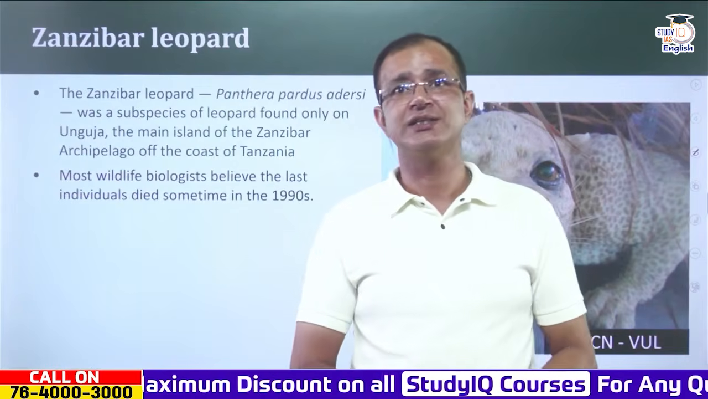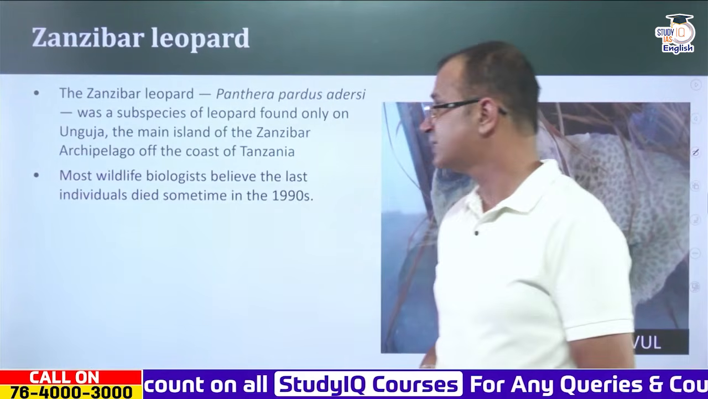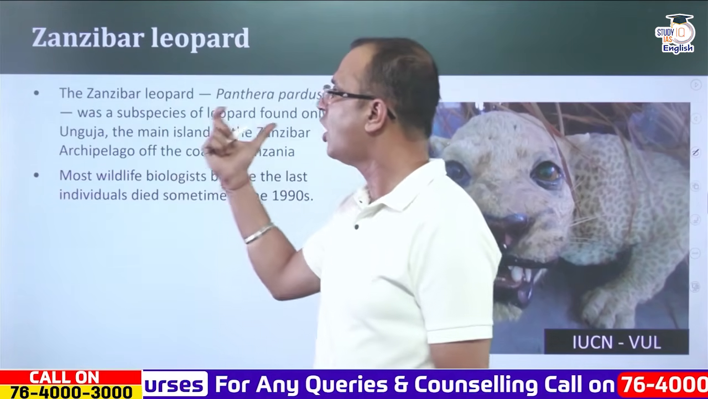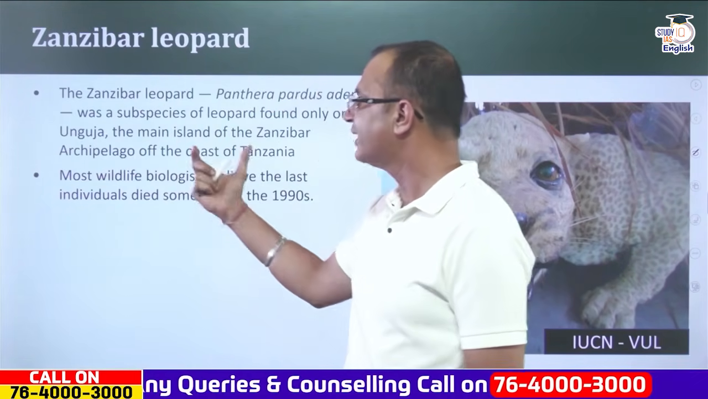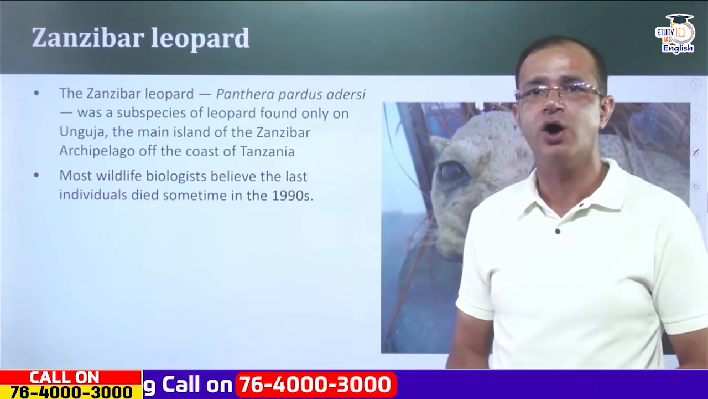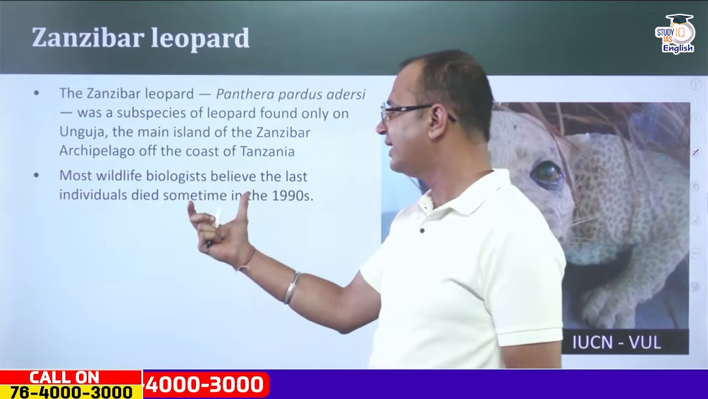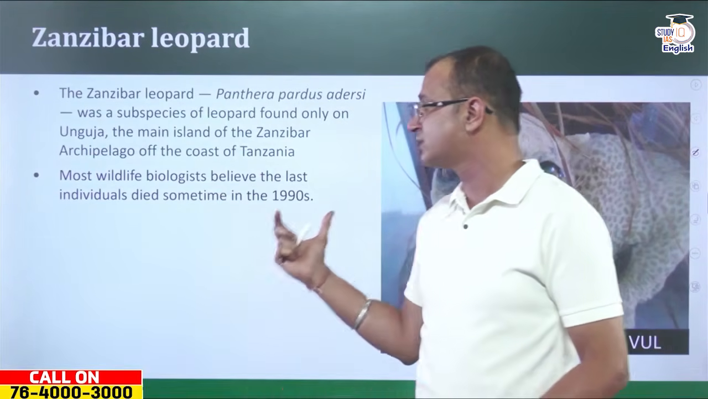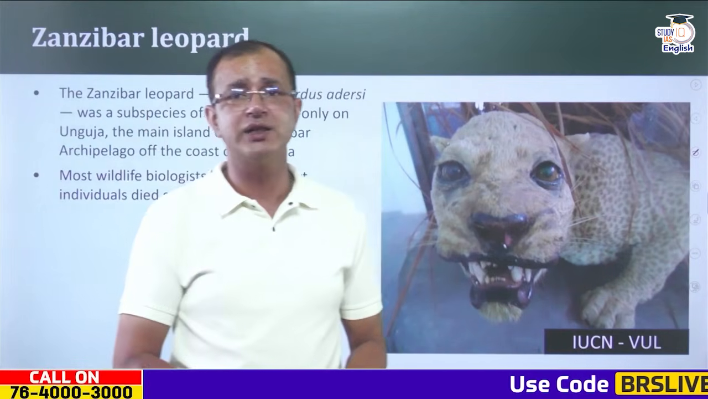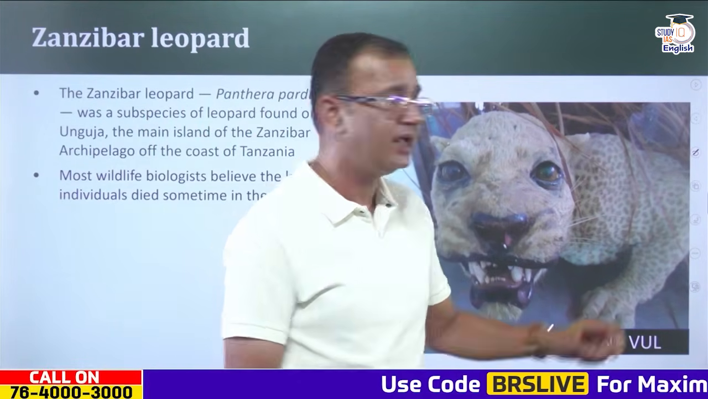Now, the next species is the Zanzibar leopard. Basically, the Zanzibar leopard was a subspecies of the leopard which is found only on Unguja, that is the main island of the Zanzibar archipelago off the coast of Tanzania. Now, most wildlife biologists believe that the last individuals died sometime in the 1990s, but the exact date or the exact sightings are not available.